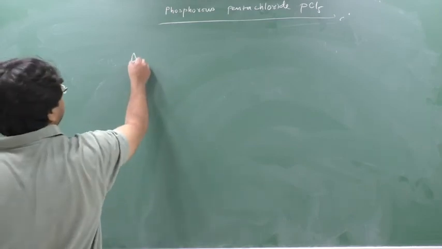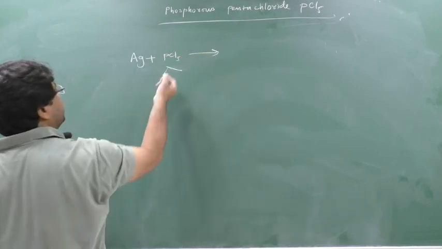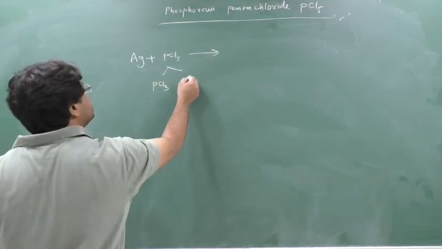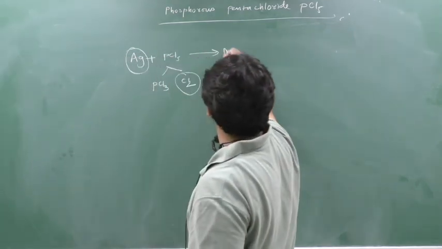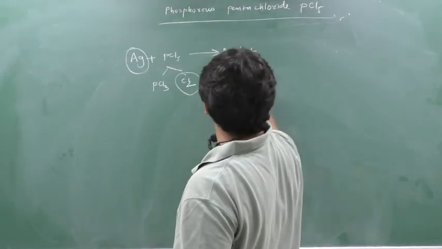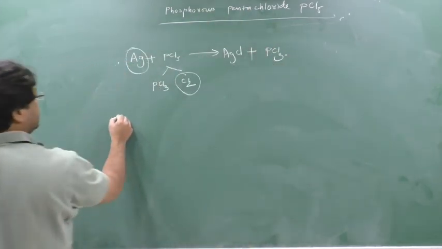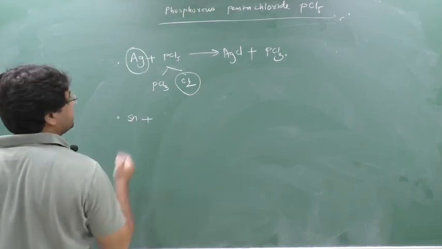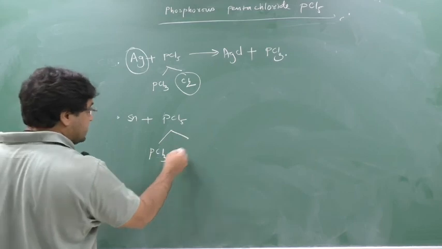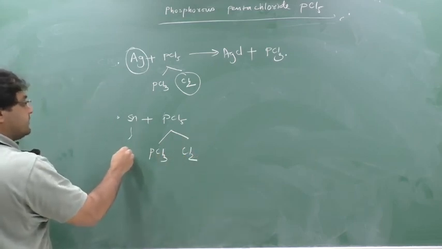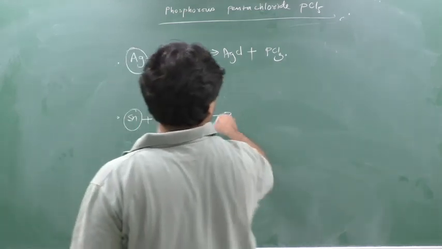See the example. Here Ag plus PCl5. Again see, crack it. What will it crack into? PCl3 plus Cl2. So this Ag will react with this chlorine and forms what? AgCl. Clear? And PCl3 is a stable compound, so it will remain as it is. Similarly, Sn plus PCl5 will form PCl3 and Cl2. Here Sn will form Sn plus 2, and this Sn reacts with Cl2.